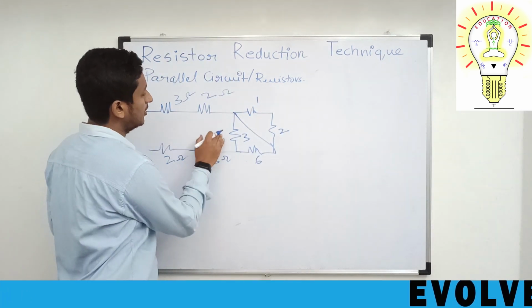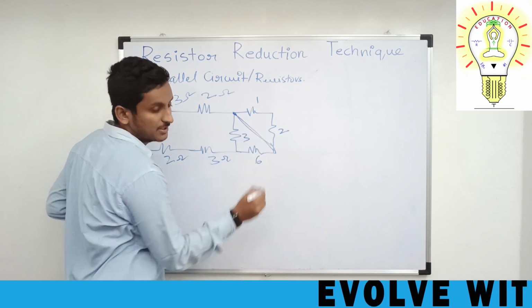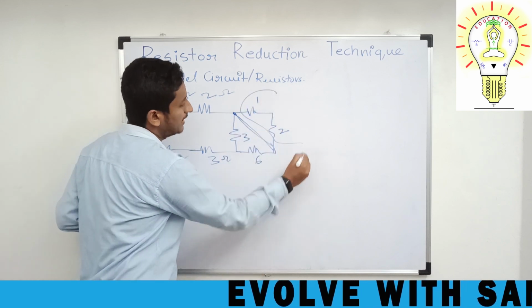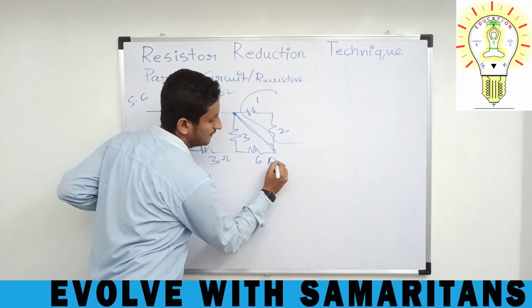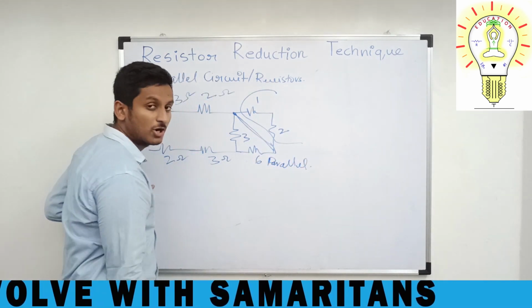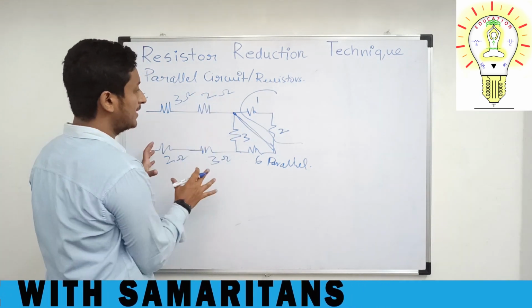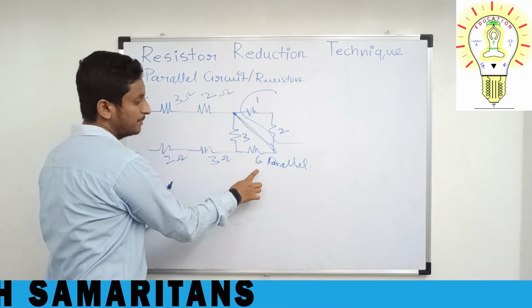So here, if you observe, there is a short circuit path here. And I have to eliminate this entire path. And this 3 and 6 will now be in parallel. This will not be in series. But this is a combination of series as well as parallel circuit.